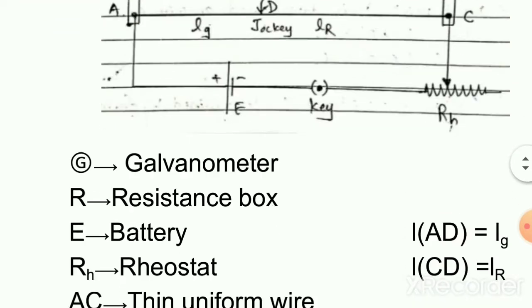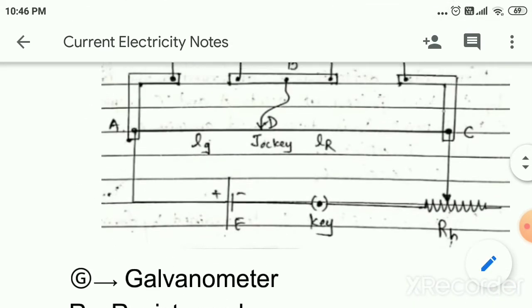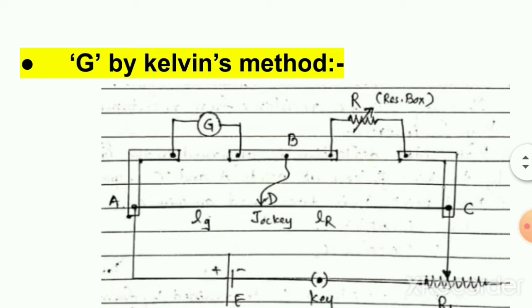One very important aspect that we have already talked about is that G by Kelvin's method is not a null deflection method, it's an equal deflection method. The formula for deciding the resistance of galvanometer is that G upon R is equal to Lg divided by Lr. Earlier it was X upon R, where X was connected in the left gap, it was unknown resistance. It was X upon R is equal to Lx upon Lr. Now it's G upon R is equal to Lg by Lr.